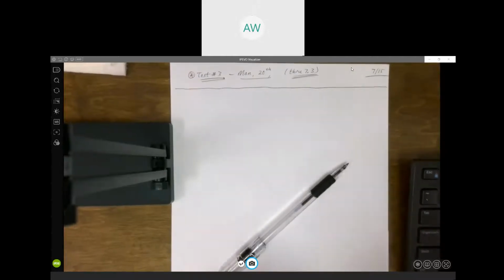As you see, first thing there, I want to mention that I'm quite confident we will finish chapter 7 tomorrow, in which case our next test will be on Monday. So this coming Monday, July the 20th, and we'll go up through section 7.3. That's what we'll finish up tomorrow.